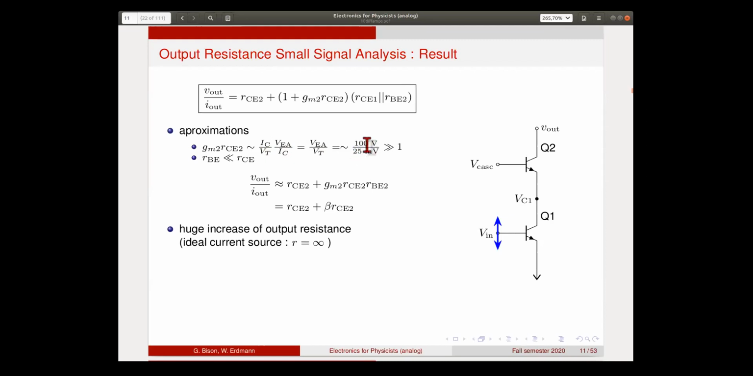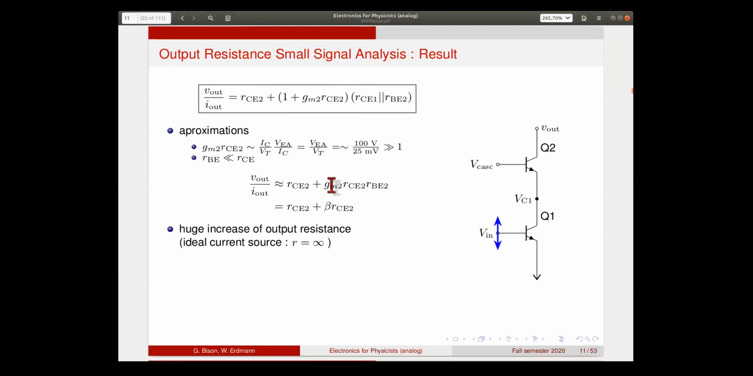So this is typically for a bipolar transistor 100 volts over 25 millivolts. So this is a very large number. So we can neglect the 1 here, and we're left with only that term. So we have V out over V in is RCE2 plus GM times RCE2 times RBE, where we have neglected the RCE1 also with respect to the RBE.